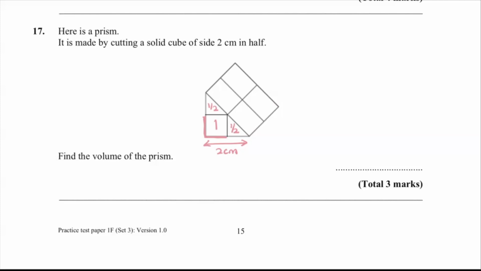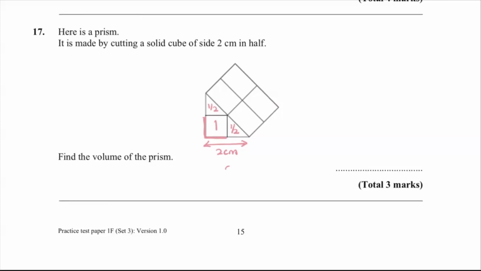That adds to give me 2. I can see we've got 2 going back. So it's 2 times 2, which is equal to 4 centimeters squared. And again, if you look at the dotted line, there are no units, so you must do this.